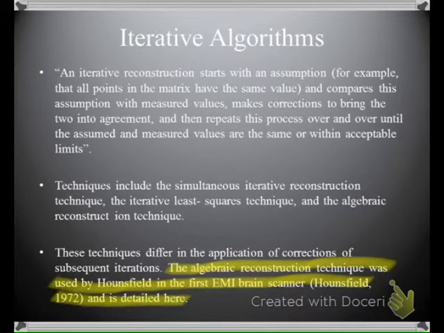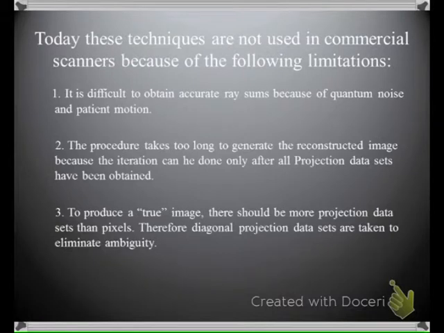What I've highlighted is something that you want to take note of in your notes. Today these techniques are not used in commercial scanners because of the following. Number one, it's difficult to obtain accurate ray sums because of quantum noise and patient motion. So basically, it's inaccurate. That's one of the things that we do not want. We want accuracy, and we strive to differentiate ourselves from inaccuracy.